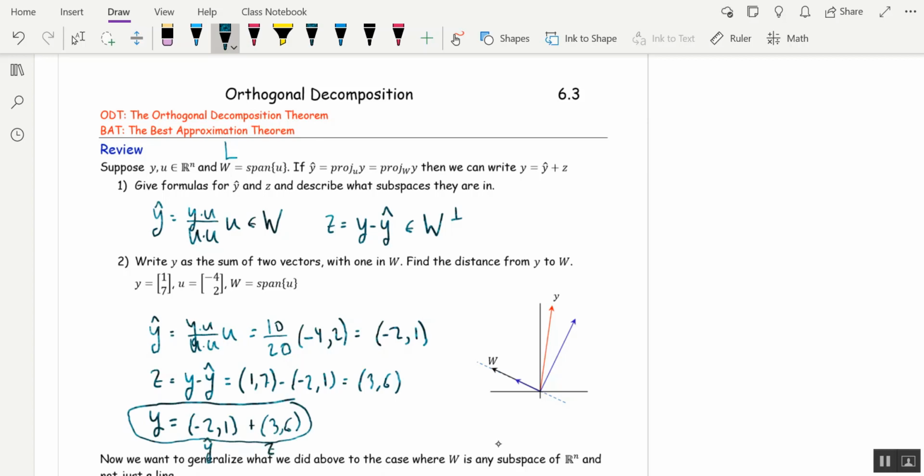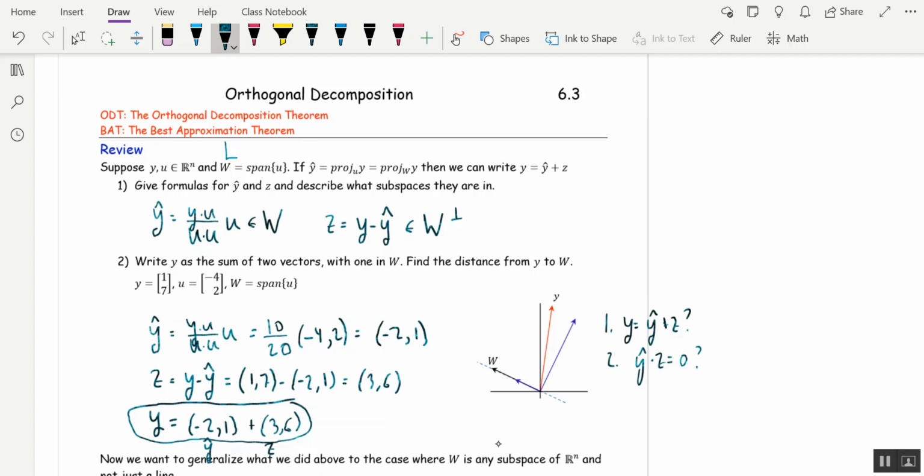Distance, so first let's do the safety check. The safety check is 1, is y really equal to y hat plus z? If we add these two vectors together, we get 1/7, which is y, so yes. And 2, y hat dot z should be 0. Is that true? -6 plus 6 is 0. Yes, that's true. So we did this correctly.